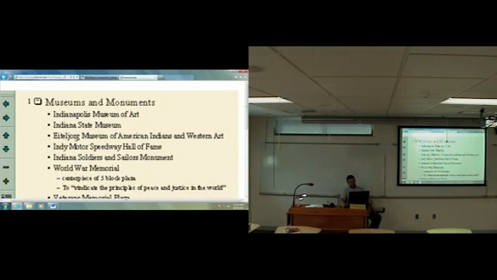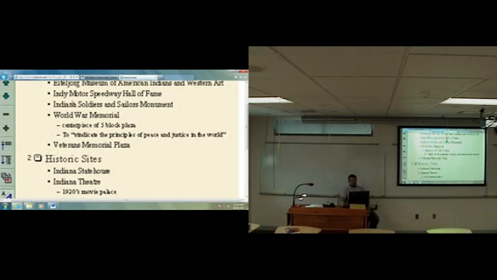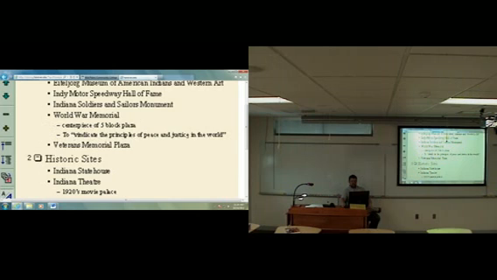Under museums and monuments, they have the Indianapolis Museum of Art, the Indiana State Museum, the Ida York Museum of American Indians, the Indy Motor Speedway, the Indiana Soldiers and Sailors Monument, the World War Memorial. And then here they have 2 sub-things, 2 things that they want to remember to include: the centerpiece of the 5-block plaza, and to vindicate the principles of peace and justice in the world. These are things that they want people to remember about that particular memorial.